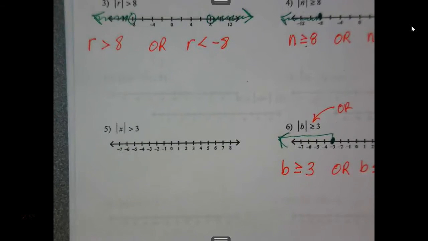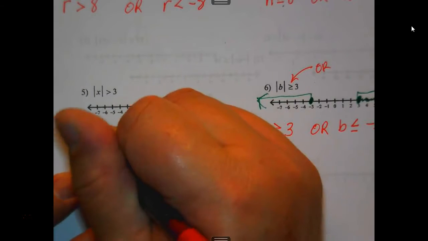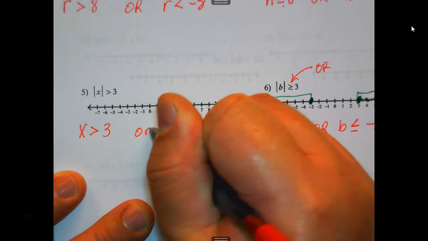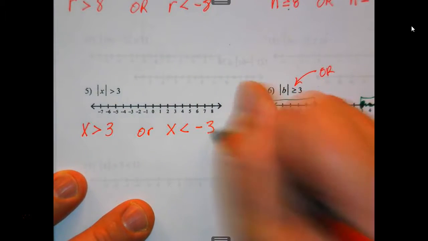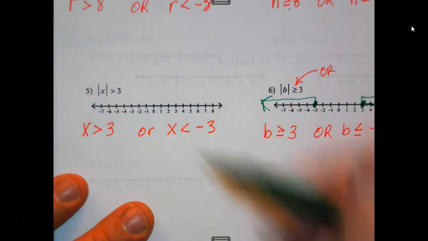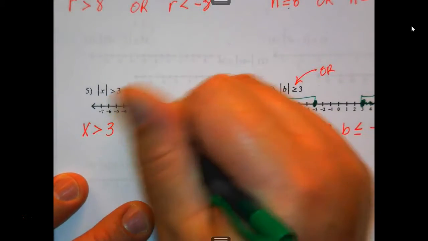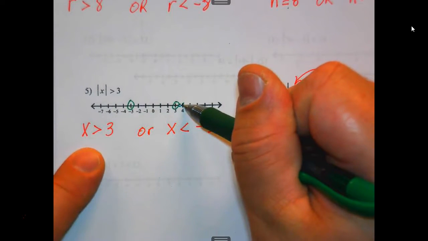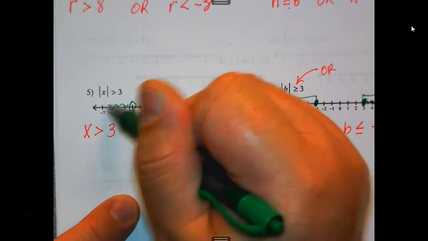And number 5 was your last problem. Okay, keep everything the same. X is greater than 3, or x flip -3. Open circles, there's no equal sign, at 3 and -3. Follow the signs. 3 is going to the right. -3 is going to the left.